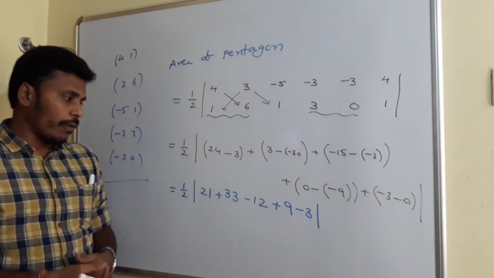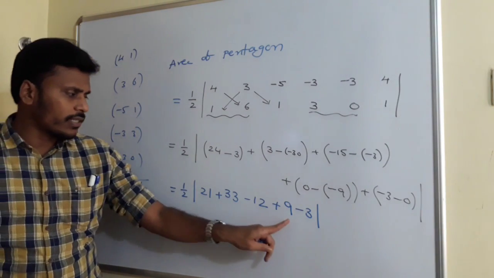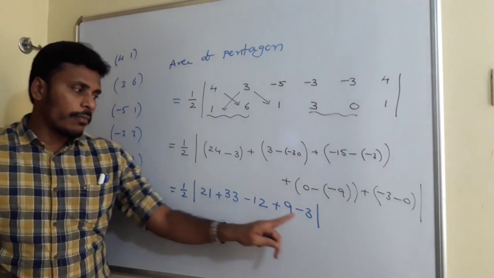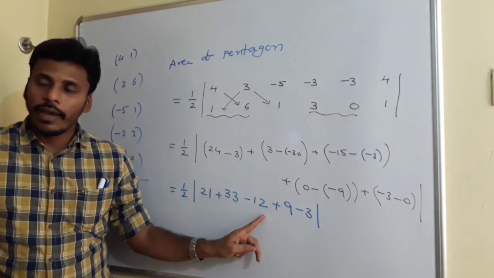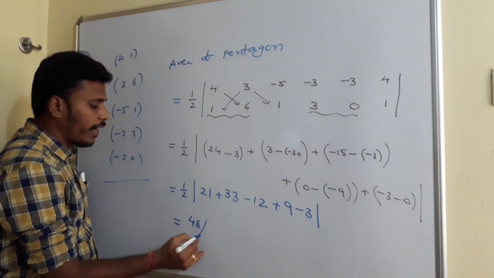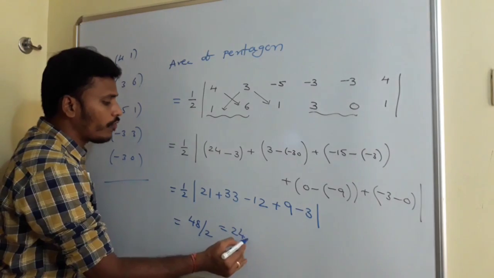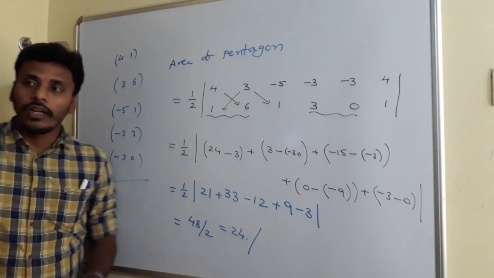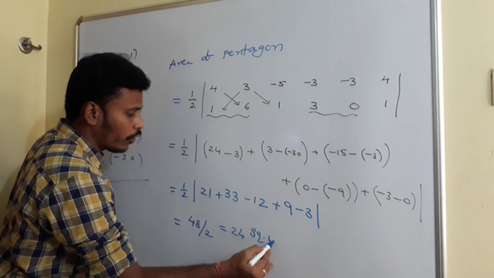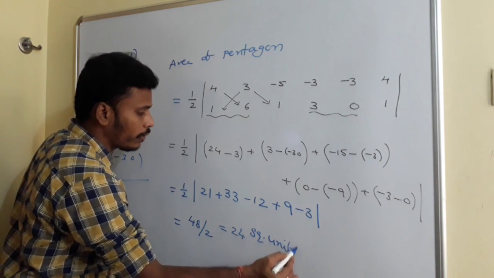So if you try to simplify, see 21 plus 9 is 30, 30 plus 33 is 63, 63 minus 3 is 60, 60 minus 12 is 48, and this is equal to 48 by 2, and the area of this given polygon is 24 square units. You need to mention the units also, 24 square units.